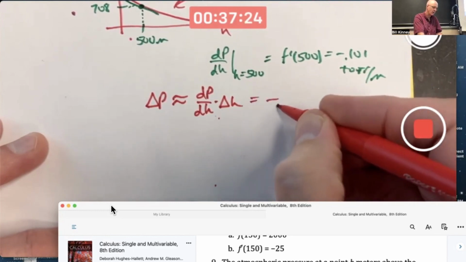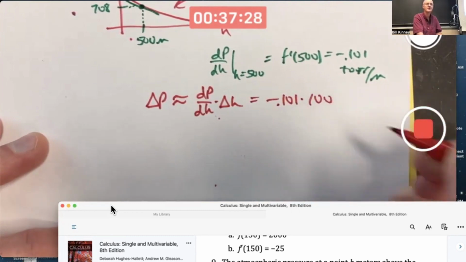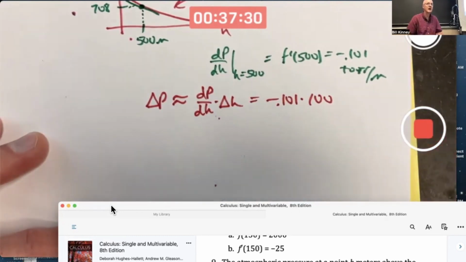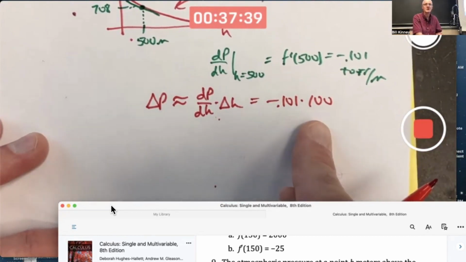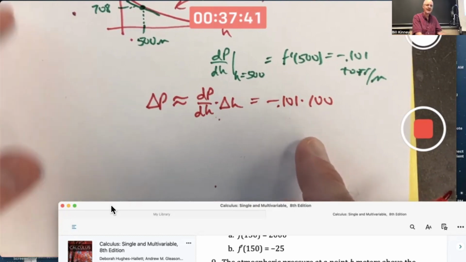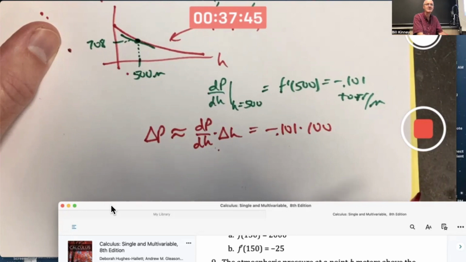This is going to be negative 0.101. And if I go up by 100 meters, I do multiply by 100. Not a very small number. Though it's possible this still could be an accurate approximation, even though delta H is fairly large. It depends on how straight the graph is on the given scale. That affects how good the linear approximation is.